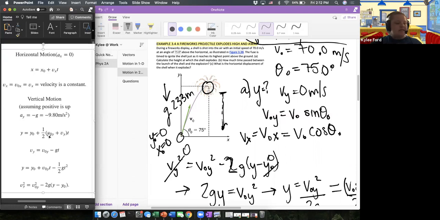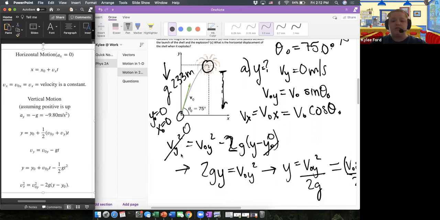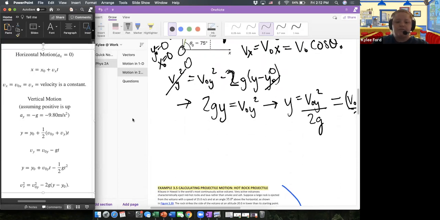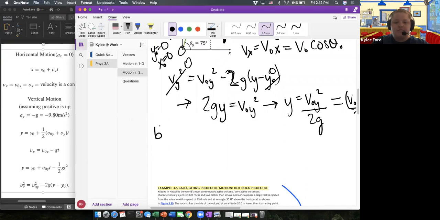Okay, and matter of fact, let me see here. Yeah, that's the one I'm going to use. I was just making sure that's the one that I used in my notes. That's the one that makes the most sense to me. Okay, so part B, I'm looking for time. And again, I'm going to use this one here. So y equals y naught plus 1/2 v naught y plus vy times t.